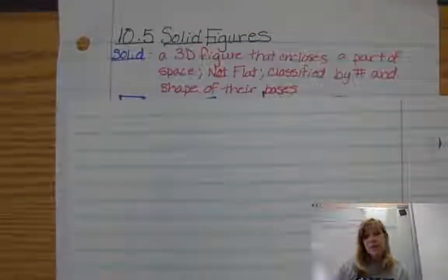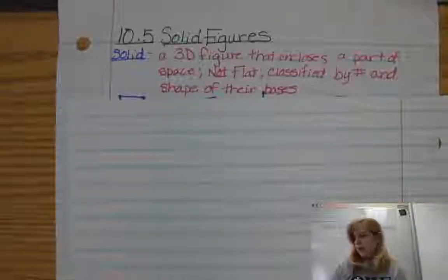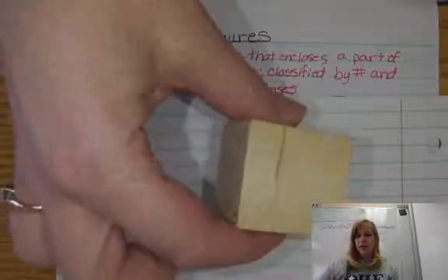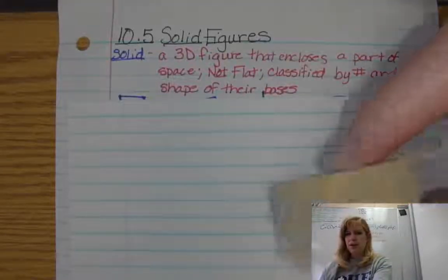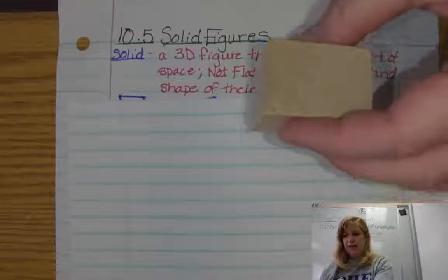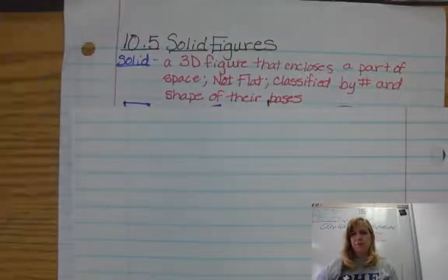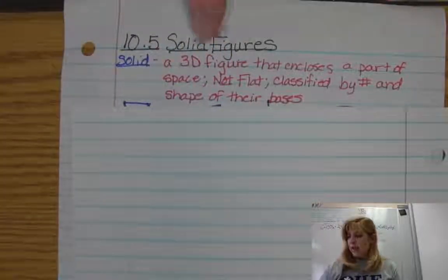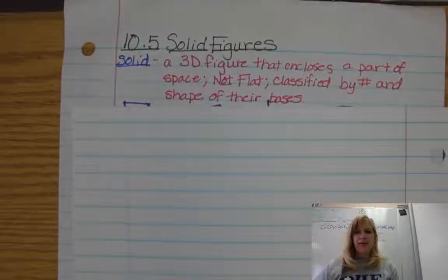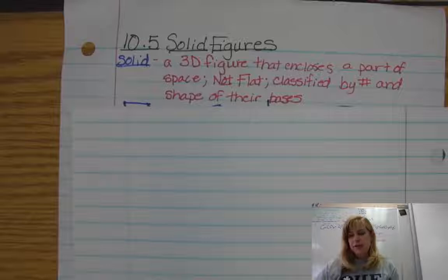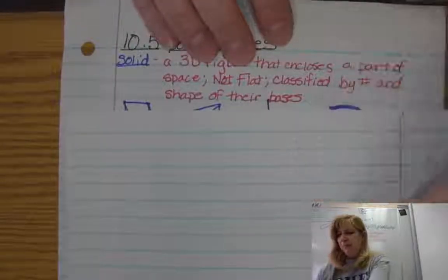So a solid is a 3D figure that encloses a part of space. So I have a little block here. We'll talk about the name of it, but notice it doesn't lay flat. It is three-dimensional. So that's what a solid figure is. It is classified by the number and shape of their bases. So we'll talk about that in just a moment.